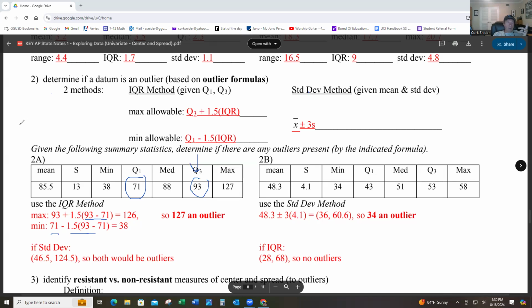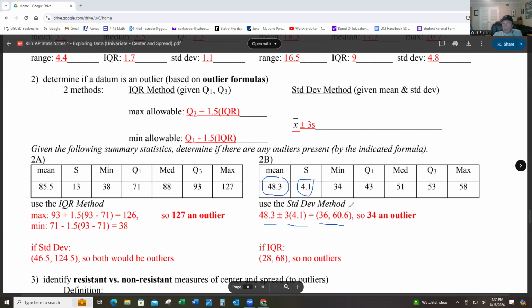Okay. So the math on that's simple. You can kind of stop the video and go through that yourself, which should be easier to do. Okay. Now, this one. Let's do the standard deviation method first. You got 48, which is the mean, plus or minus 3 standard deviations. There's S right there. And it comes out 36 and 60 are the two barriers.